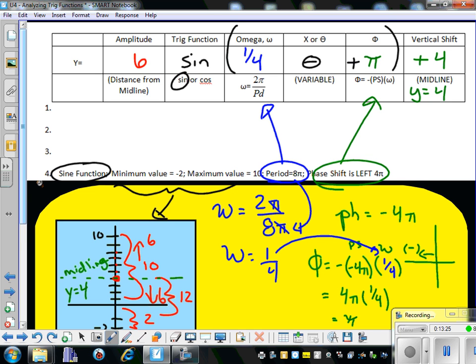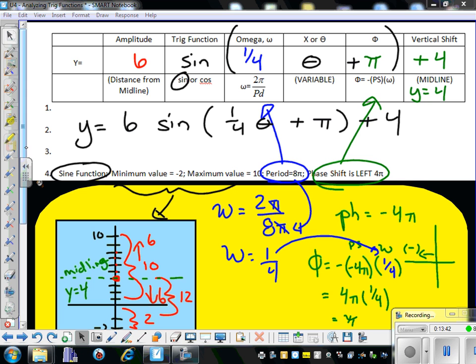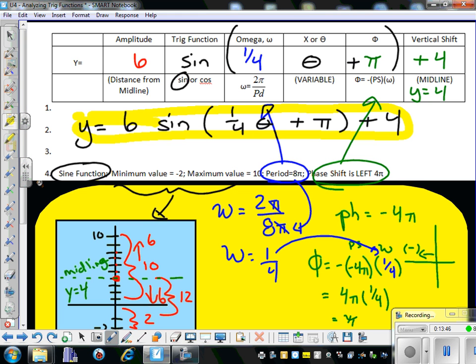So when I write my equation, I'm going to have y equals 6 sine, parentheses, 1/4 theta plus pi, in parentheses, plus 4. So everything I have written here that I'm going to highlight is my final answer. So y equals 6 sine, parentheses, 1/4 theta plus pi, in parentheses, plus 4. That is my final answer.